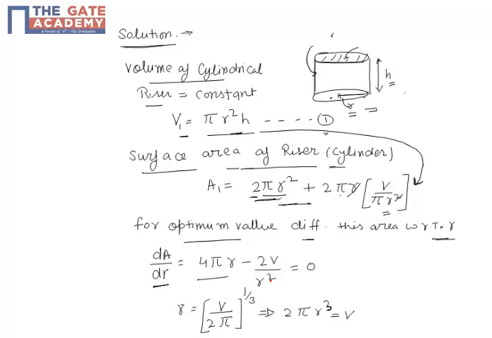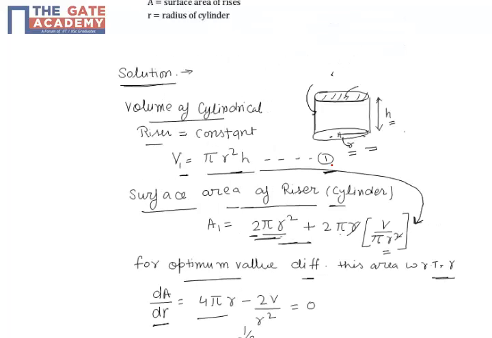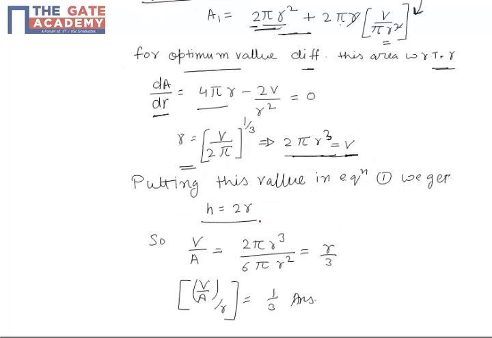So by this equation I have just calculated the value of r. The value of r will come as V upon 2 pi raised to 1 by 3. So by this equation I get the value of V, and that is equal to 2 pi r cube. Putting this value into equation 1, I get the value of h is equal to 2r.